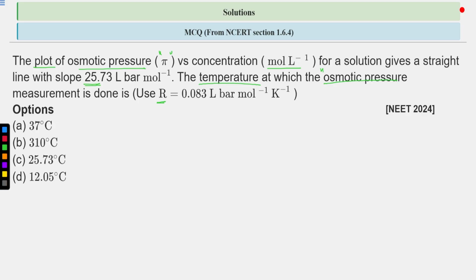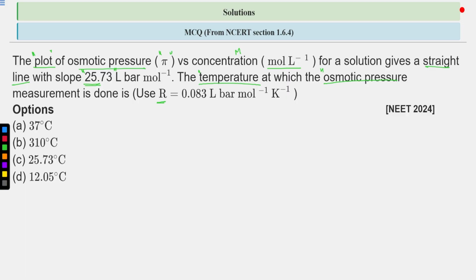So what is the information given? We have a plot, that means a graph of osmotic pressure versus concentration, or you can say molarity, for a solution, which gives a straight line. The graph is a straight line and the slope of the graph is also given, which is 25.73. You have to tell the temperature at which the osmotic pressure measurement is done.